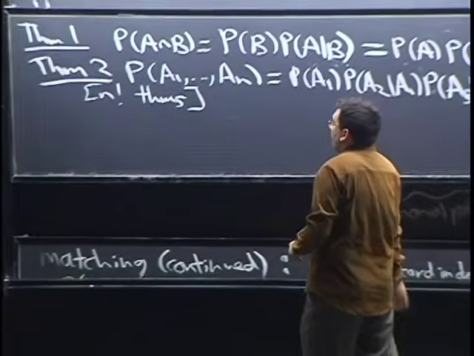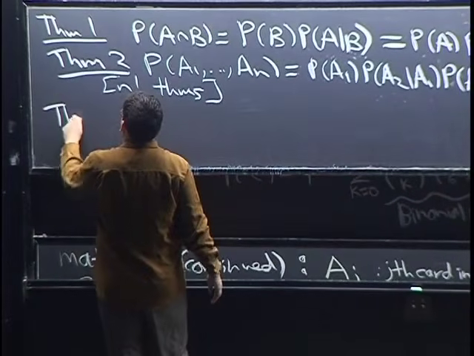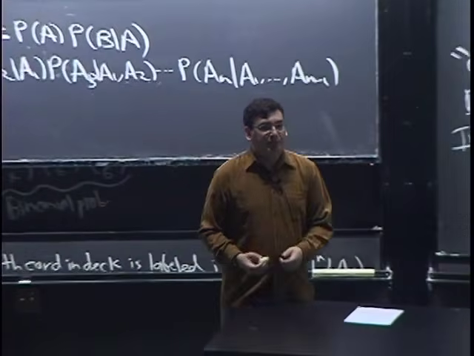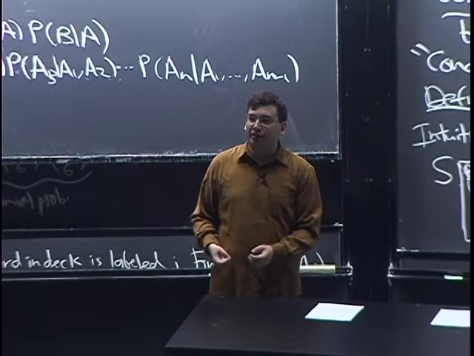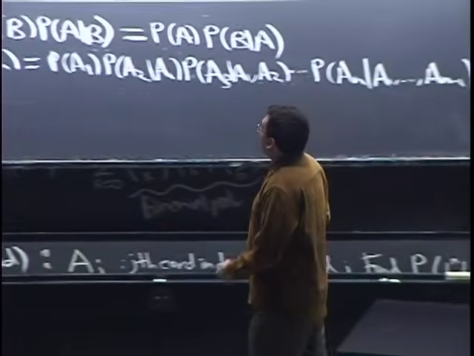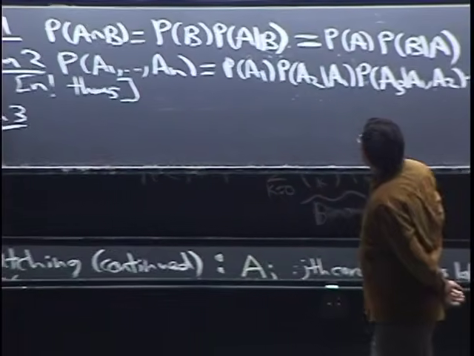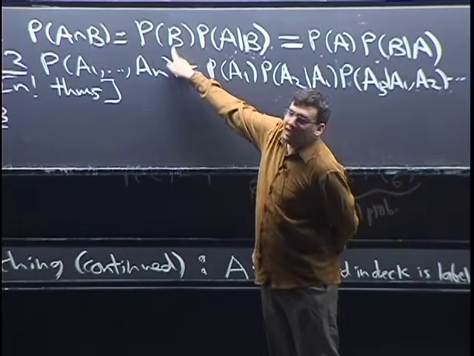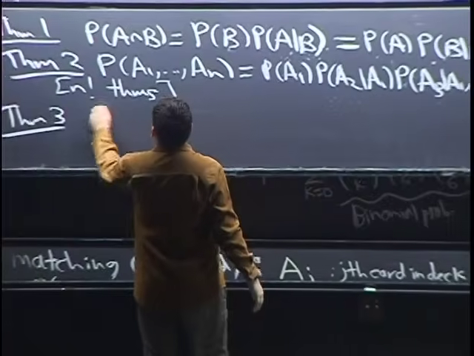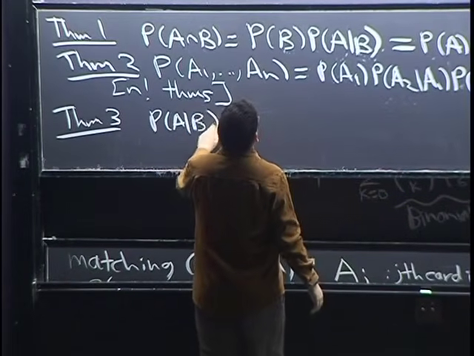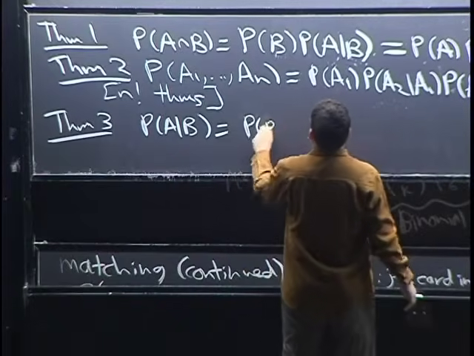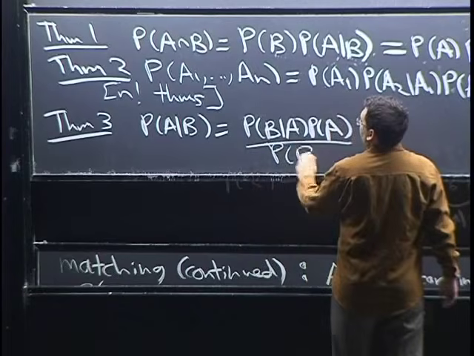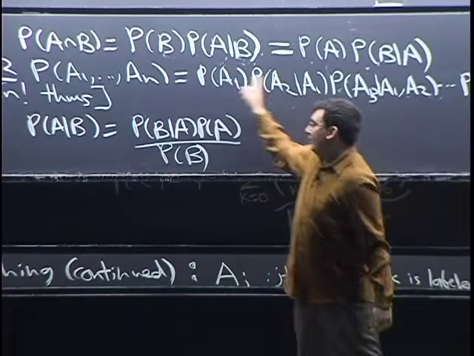Now, last theorem for today, theorem 3. I would like to relate P of A given B to P of B given A. So I'm going to go back up here, and I want P of A given B in terms of P of B given A. So I'm going to divide both sides by P of B. P of A given B equals P of B given A, P of A over P of B. I just proved it. I just divided both sides by P of B.